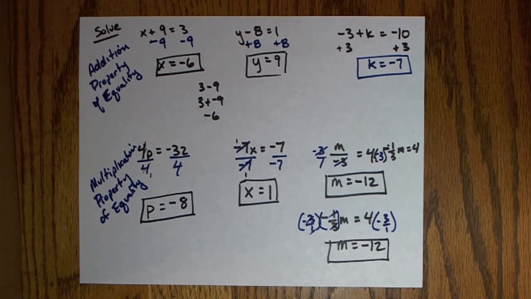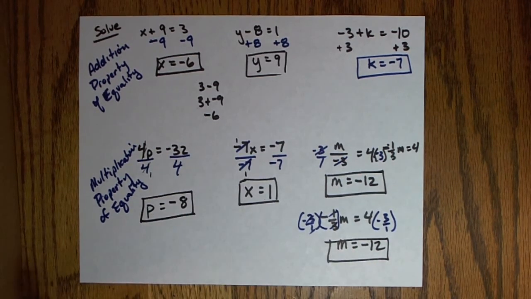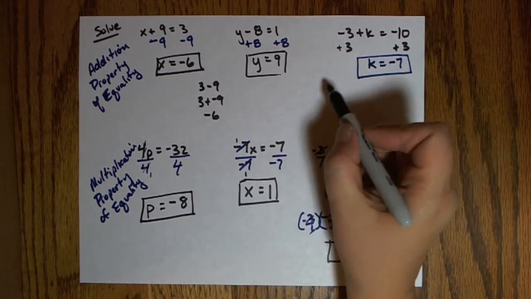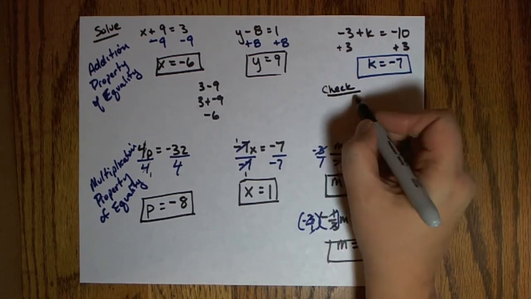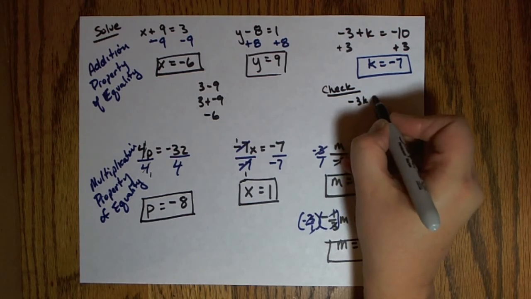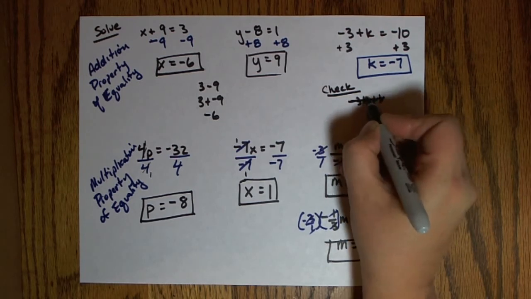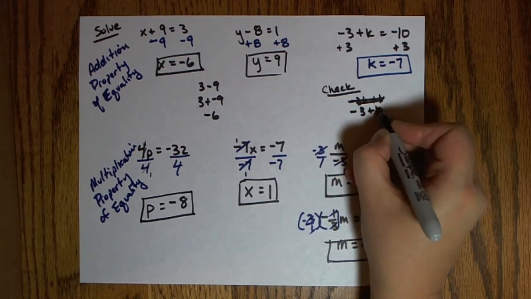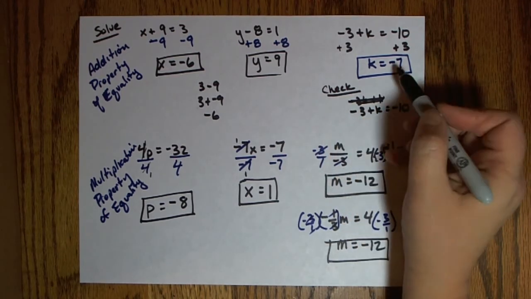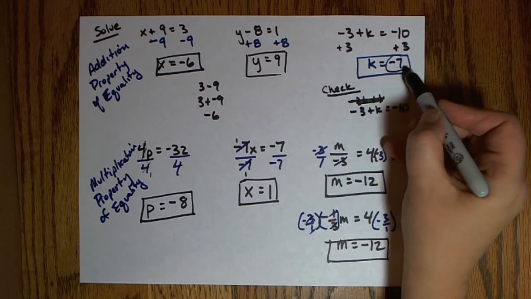In all problems that we're solving, we have the opportunity to check our solution, which is a great habit to get into because it allows us to have a double check of our work. So for an example of how I would check a solution, let's check this solution up here. When I get done with the problem, I write the original equation. Oops. I should write the original equation, which was -3 plus k equals -10.